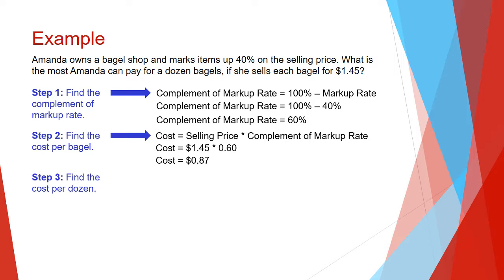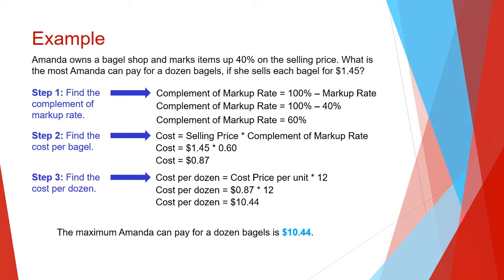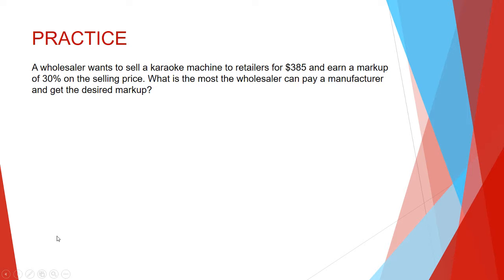But the question is asking for cost per dozen. So we need to multiply our answer by 12 because there are 12 in a dozen. So 87 cents times 12. That means the most Amanda can spend on buying a dozen bagels will be $10.44. Alright, I want you to try one out on your own really quick. Pause the video and then resume it when you're ready.